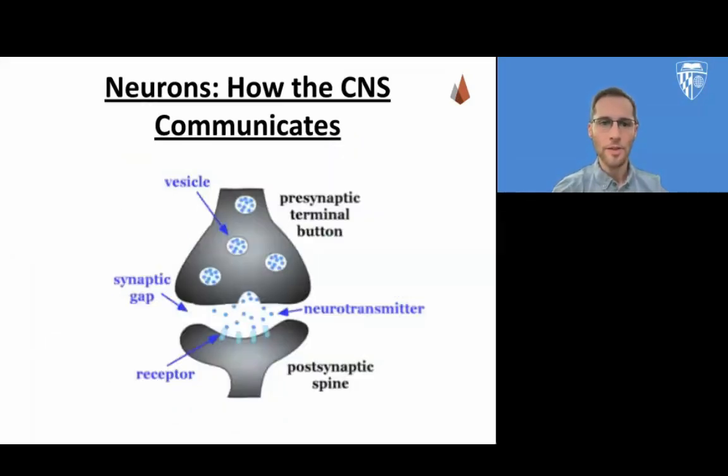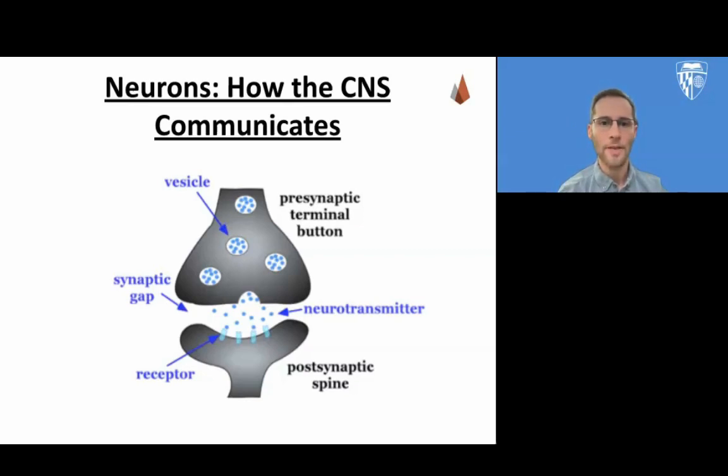Now, this slide basically shows a close-up of communication between neurons. As I mentioned on the last slide, the communication flows from the tail of one neuron to the head of the next. So the tail of the neuron has what we call terminal buttons that send the signal to the dendrites of the next neuron.